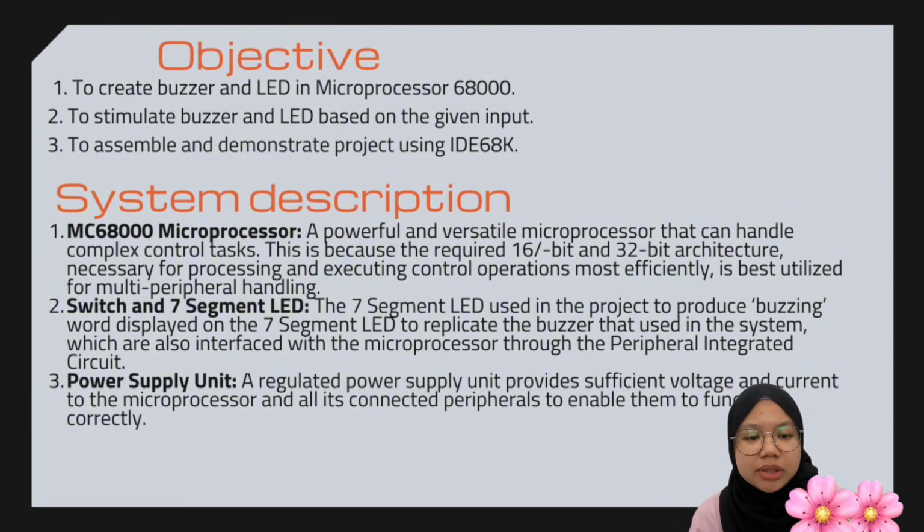The MC68000 has been used in the indicator system for the manageable and controllable operation of the buzzer and LEDs based on real-time inputs and predefined conditions. For the hardware components, there are a few items. First, the MC68000 microprocessor, which is a powerful and versatile microprocessor that can handle complex control tasks. Secondly, the switch and 7-segment LED. The 7-segment LED is used in the project to produce the BUZZ word displayed on the 7-segment LED to replicate the buzzer used in the system, which is also interfaced with the microprocessor through the peripheral integrated circuit.